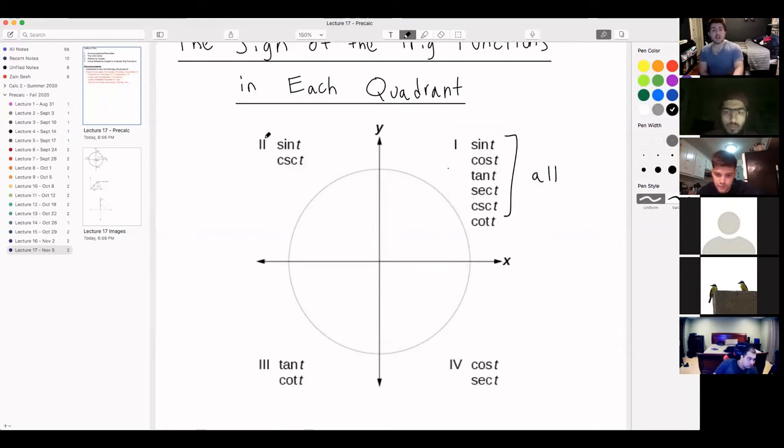Now, how about quadrant 2? The only trig functions that are positive in quadrant 2 are sine and cosecant. The rest will be negative. So what's listed next to the quadrant are the trig functions that are positive in this quadrant. That's how you read this.